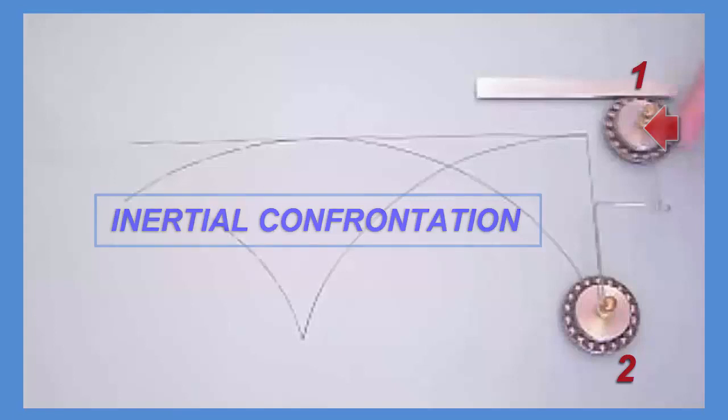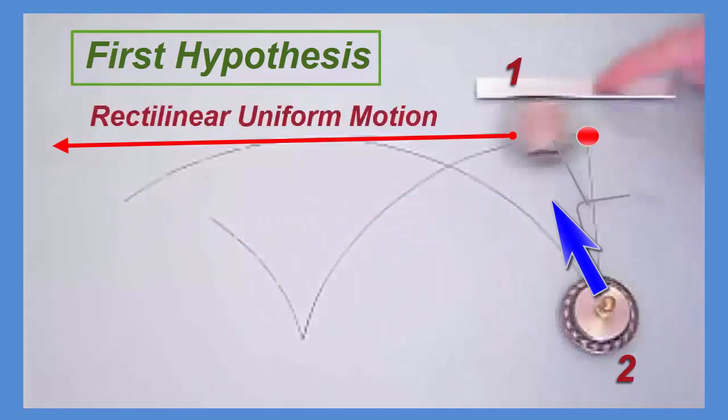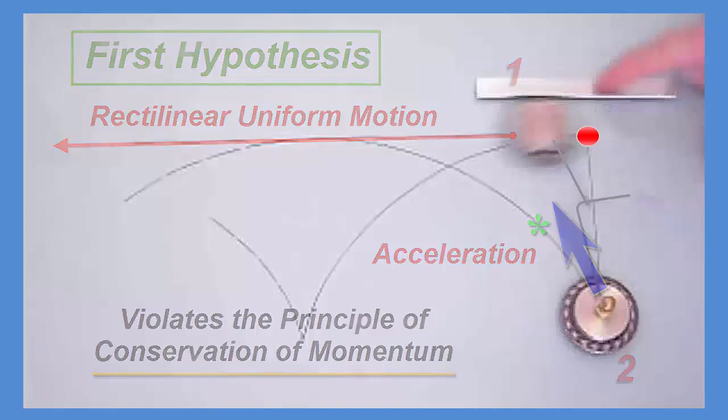In a first hypothesis, the moving body remains moving in rectilinear uniform motion, and causes the acceleration of the body at rest. This cannot happen, because this result violates the principle of conservation of momentum and energy. That is, the momentum of the first body, moving in rectilinear uniform motion, remains constant, but the momentum of the second body increases, which renders the result impossible, since the system is closed.